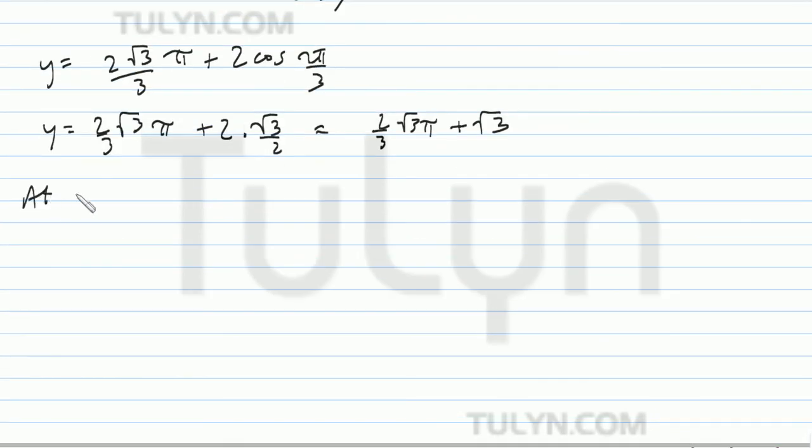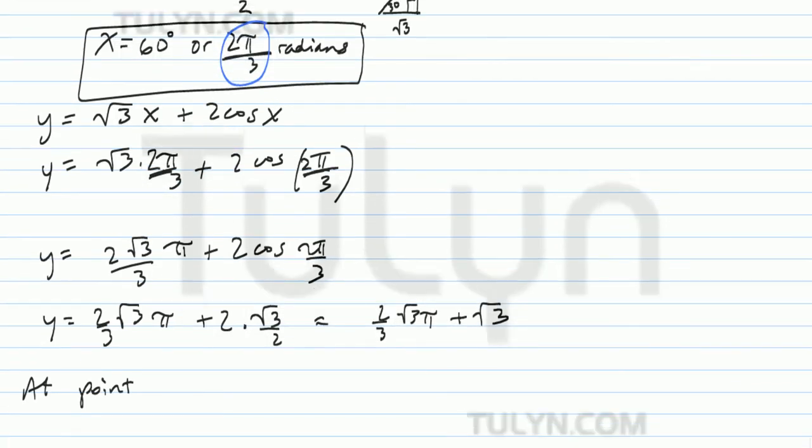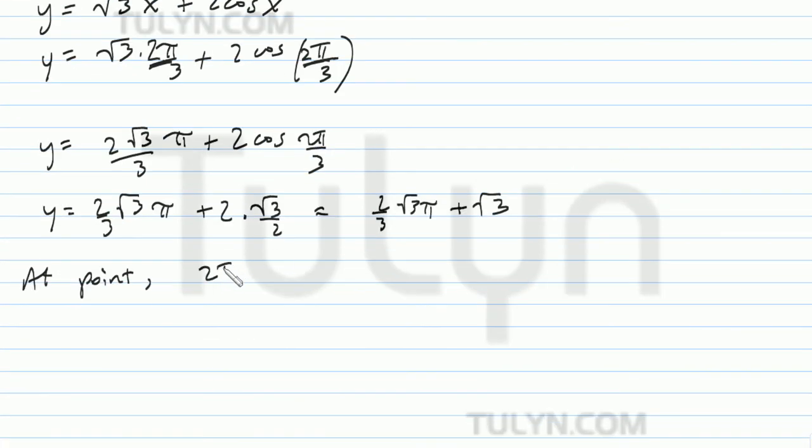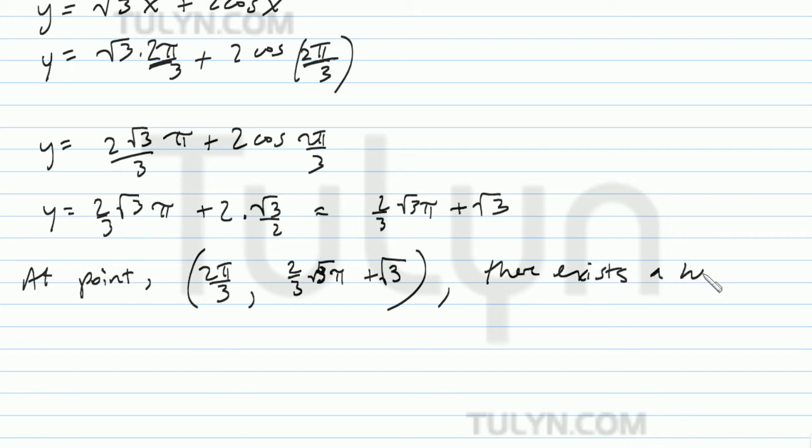So at the point 2 pi over 3, comma 2/3 radical 3 pi plus radical 3, there exists a horizontal tangent in the function.